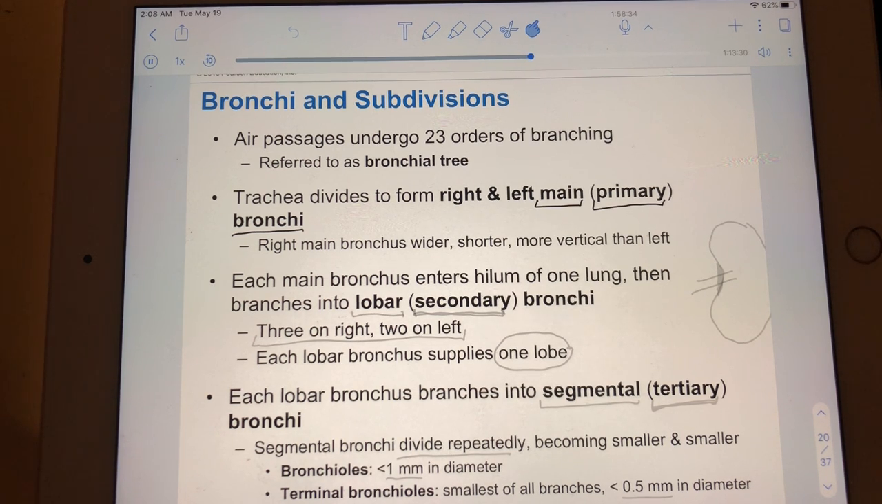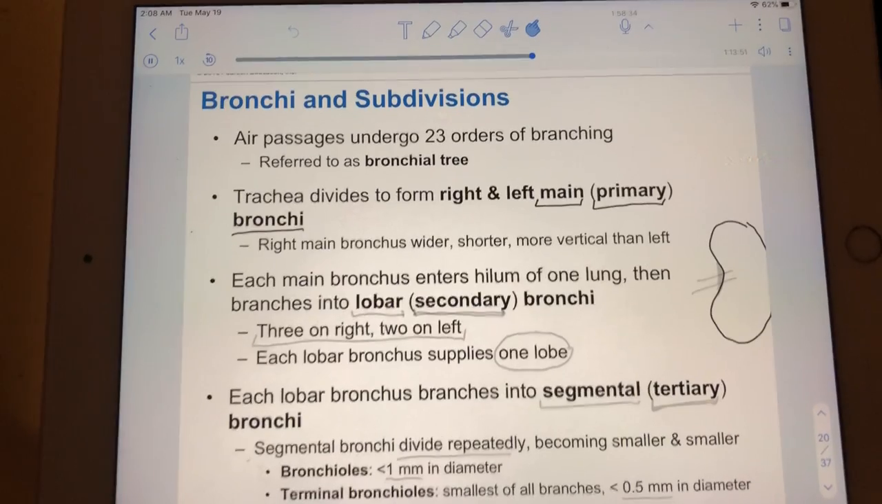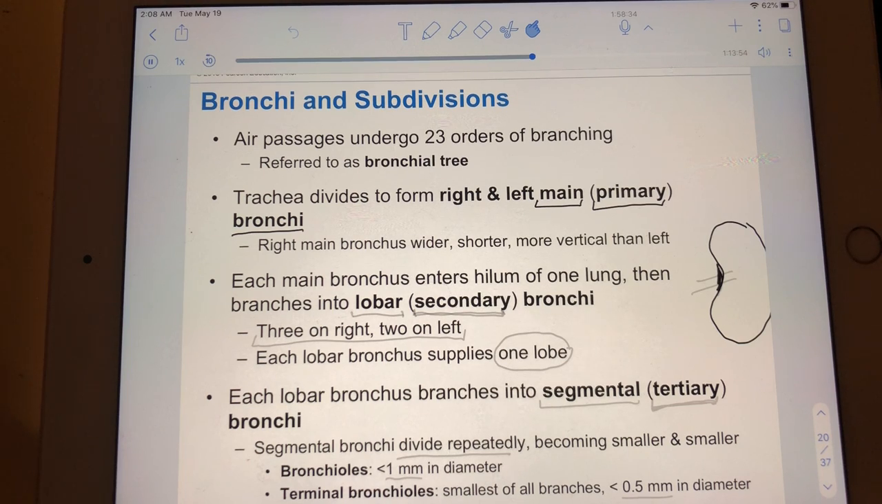Each of these primary bronchi, the right and the left, is going to enter its matching lung. The point at which it enters that lung is the hilum. We've encountered a hilum before. If we have a bean-shaped organ, whatever that organ may be, this concavity here is the hilum. It's an entry point and an exit point, okay? Anyway, those primary bronchi enter the lungs at each lung's hilum, okay?